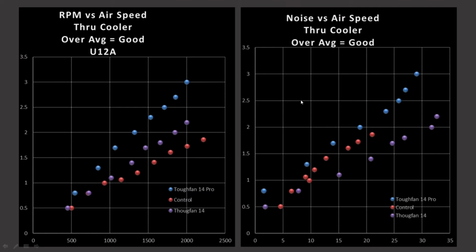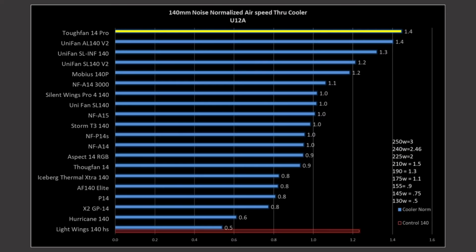Next, on the right side, we're looking at noise versus airspeed. Airspeed is vertical, noise is horizontal. Every 10 decibels is a doubling in noise volume. So 5 to 15, 15 is twice as loud as 5. 10 to 20, again, 20 is twice as loud as 10. So the red line, we see that the Toughfan 14 is underperforming compared to my control fan, while the Toughfan 14 Pro is better than my control fan. So again, these improvements are very impressive.